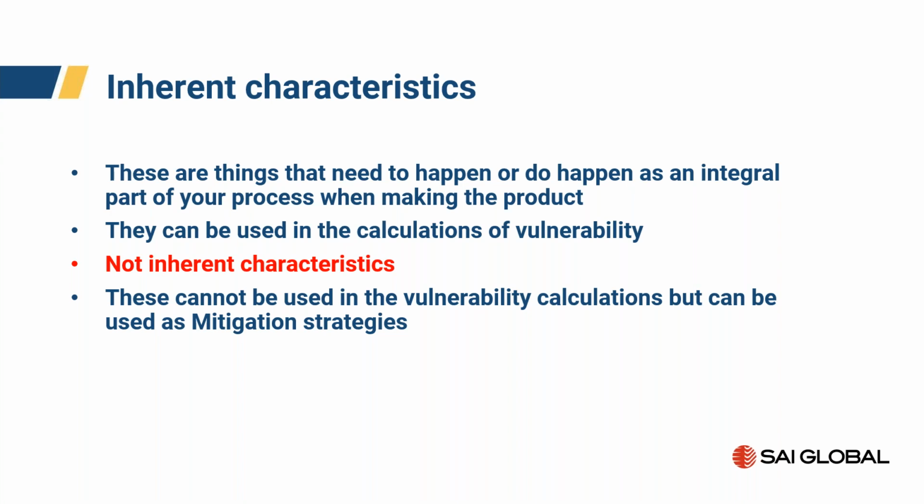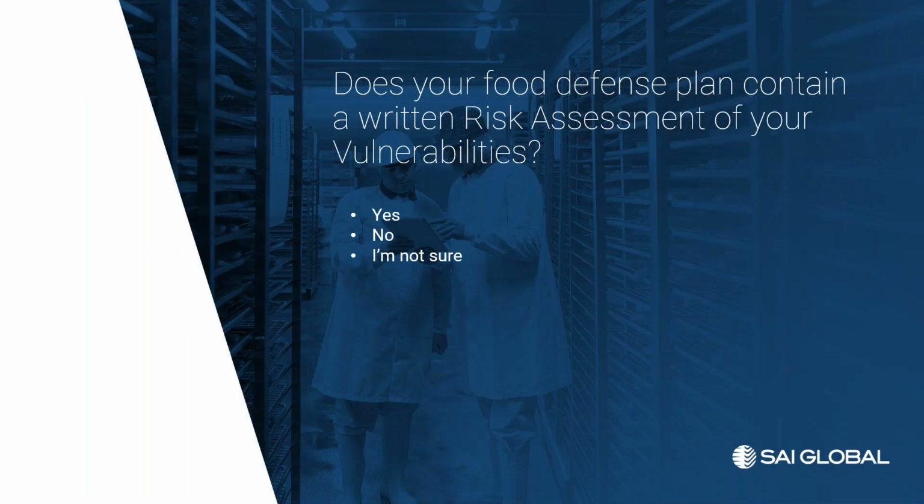Therefore, these are considered inherent characteristics. Maybe you have people who wear different colored smocks or hairnets so you can spot where they are when they are not where they need to be. These can be used as calculations of vulnerability. But they can't be used if they are not inherent.